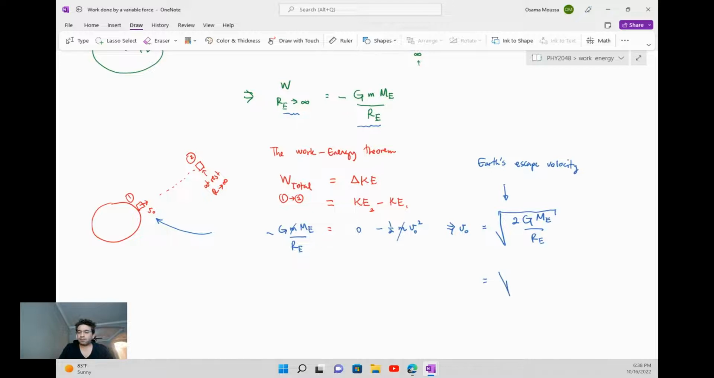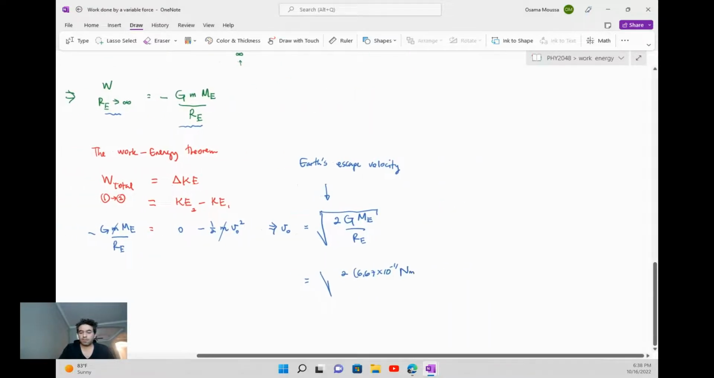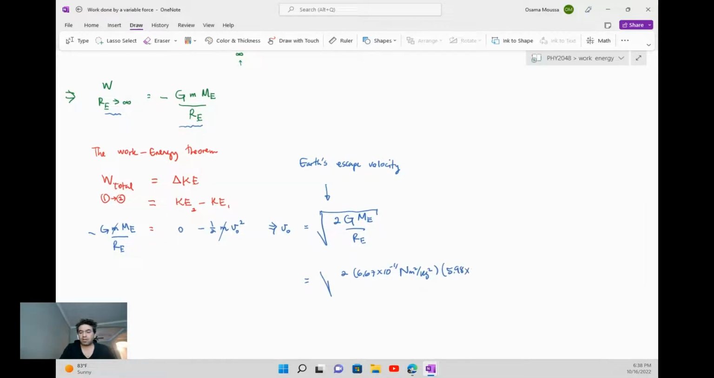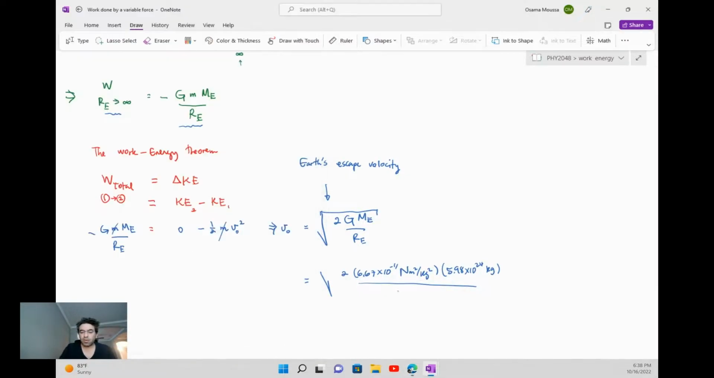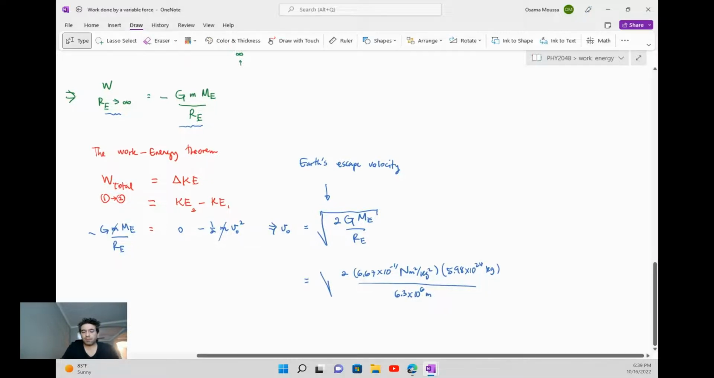Well, if you recall, G was 6.67 times 10 to the negative 11 newton meter squared per kilogram squared. The mass of Earth, of course, is 5.98 times 10 to the 24 kilograms. And the radius of Earth is about 6,300 kilometers. So 6,300. So I'm left with 10 to the 3, but I also need another 10 to the 3 to get it to meters. And then that would be the radius of Earth.